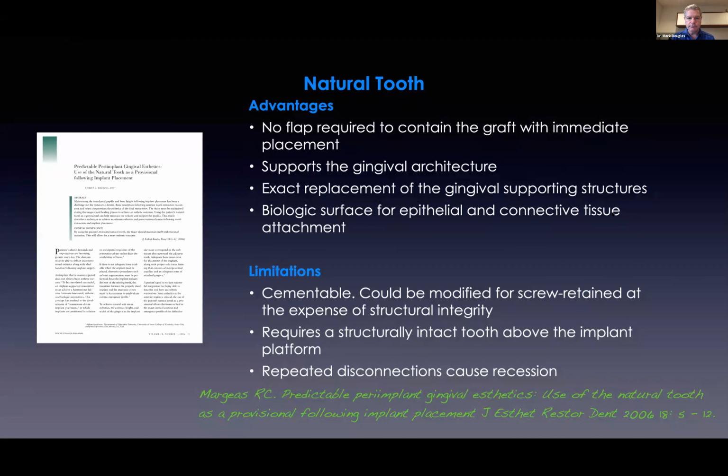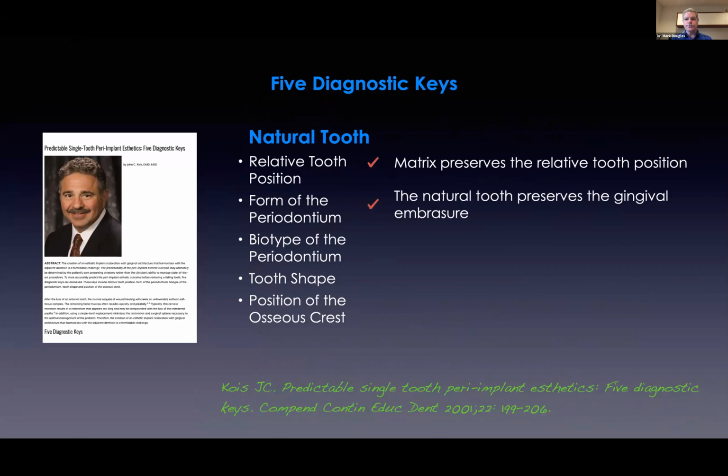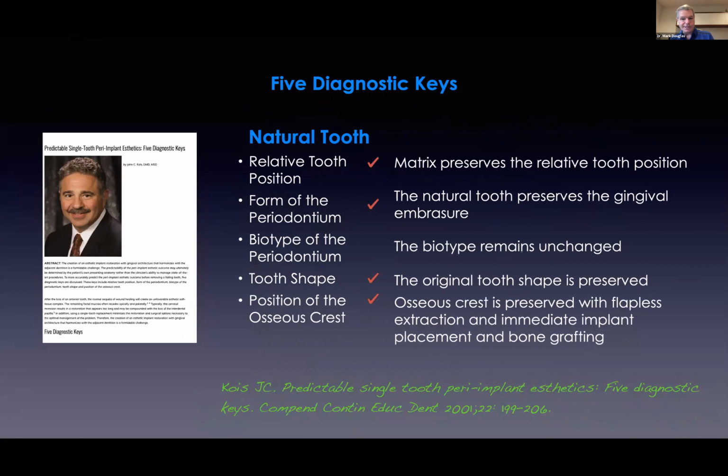And we're going to talk about that in a few slides. So how does it do with the 5 diagnostic keys? It does very well. Relative tooth position, the matrix preserves the relative tooth position. Form of the periodontium, the natural tooth preserves the gingival embrasure. Biotype of the periodontium doesn't change. Tooth shape, well, it's the exact same tooth. And positioning the osseous crest, it's preserved with flapless extraction and immediate implant placement with bone grafting.